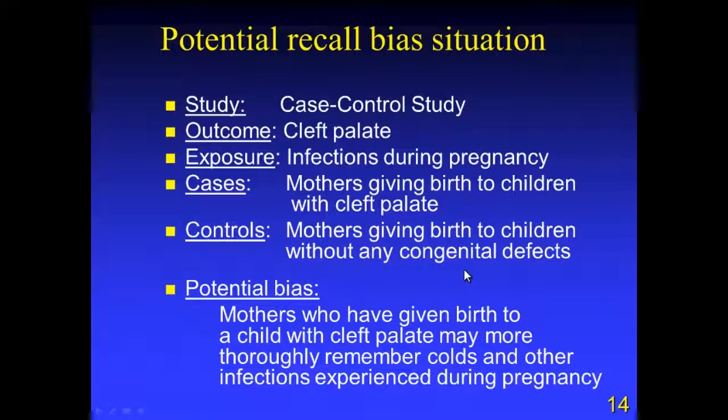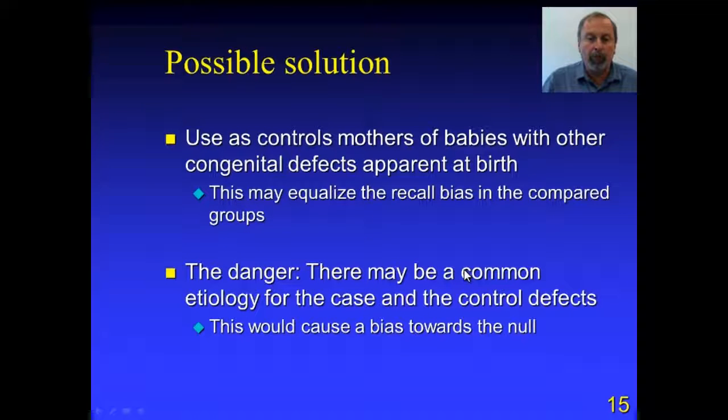So that is the risk, and the solution that's put forward for this type of potential problem, at least, is that you would use controls who are mothers of babies with other congenital defects apparent at birth. The idea behind this is that all mothers who have given birth to babies with congenital defects will have been thinking about events in their pregnancy and may be equally likely to accurately report or to misreport, say, infections. So it may equalize the bias, and it'll cancel out in the two groups. So that's the theory, of course.